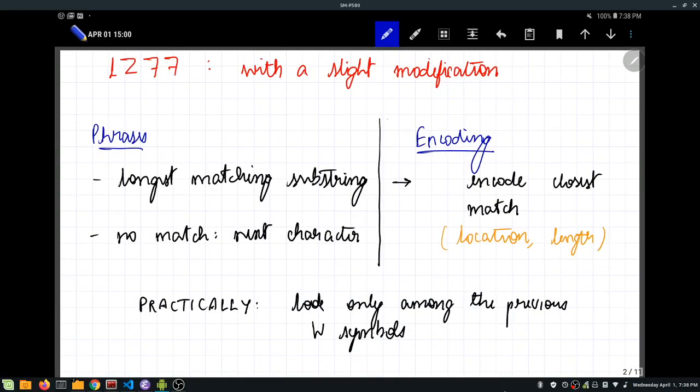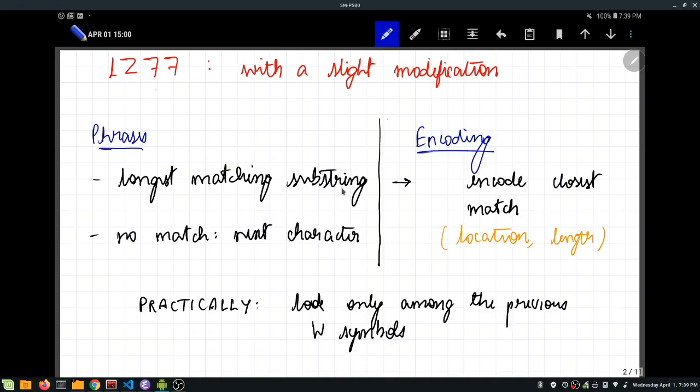So let's recall the LZ77 algorithm. It worked in the following way. You are given a source sequence. You first partition it into phrases and encode each phrase. And how do you generate the phrases in LZ77? Suppose that you've already partitioned up to symbol i. So from symbol i plus 1, you first look for the longest matching substring which has occurred previously.